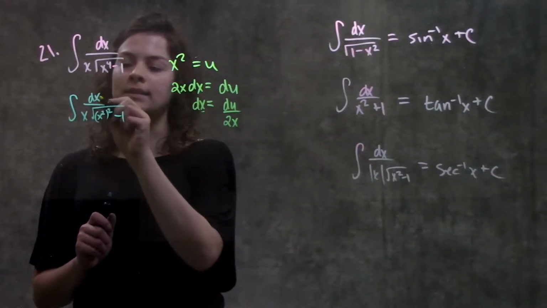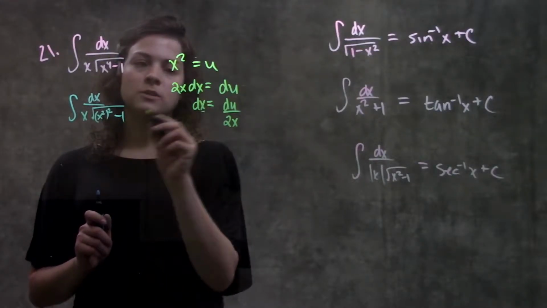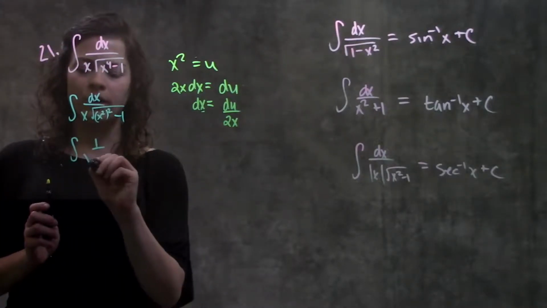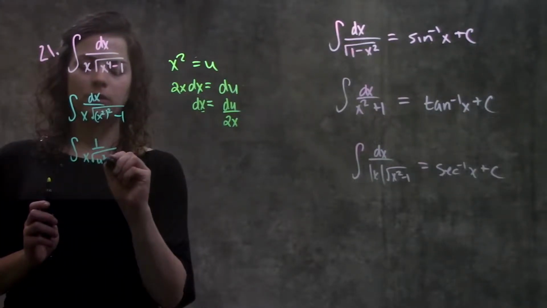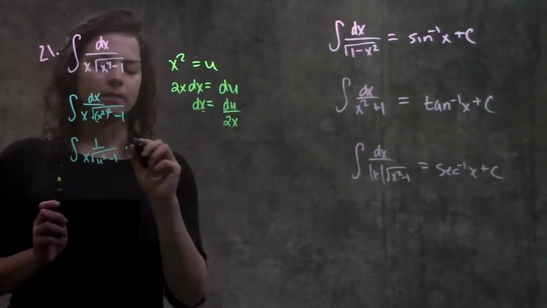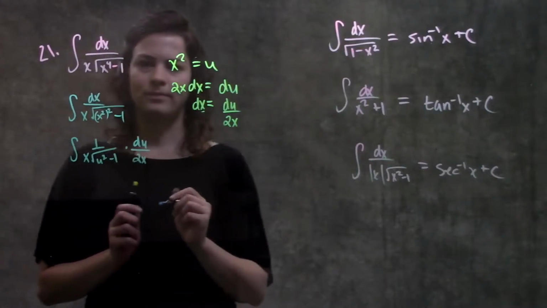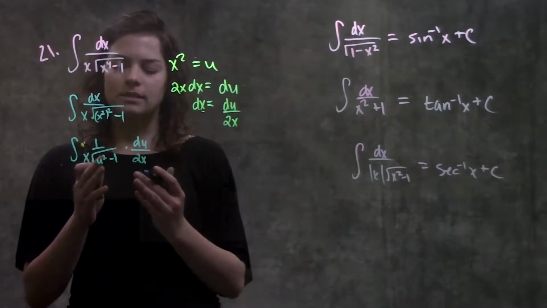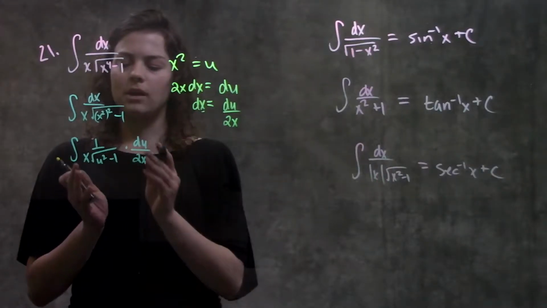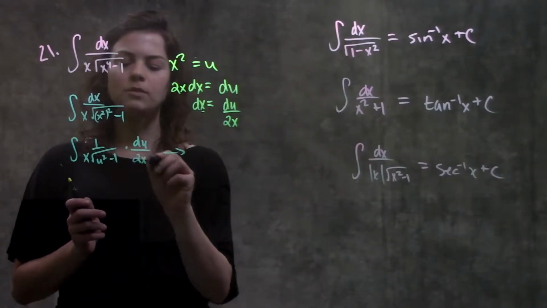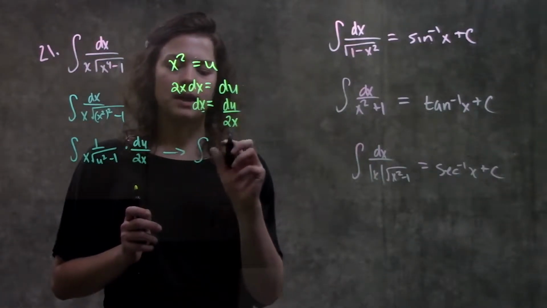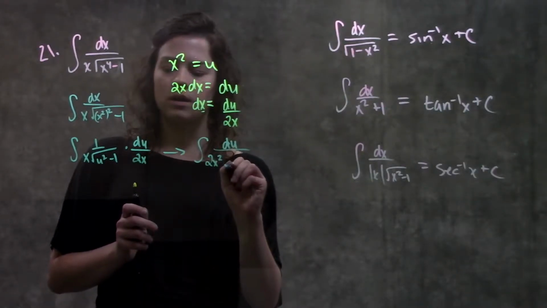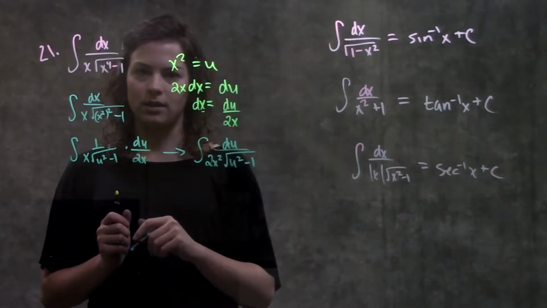Now I'm just going to plug my dx in for my dx here, and also plug my x squared in for u. So plugging all that in, this becomes 1 over x radical u squared minus 1 times my dx became du over 2x. Generally what happens with u-sub is that things cancel. In this case, though, they don't cancel. So I'm going to go ahead and multiply things out and see what happens. When I multiply this 2x with this x that's out here, it becomes the integral of du over 2x squared radical u squared minus 1.